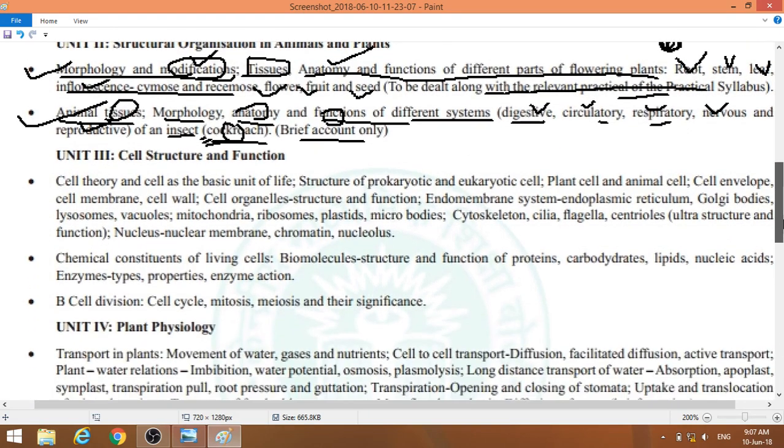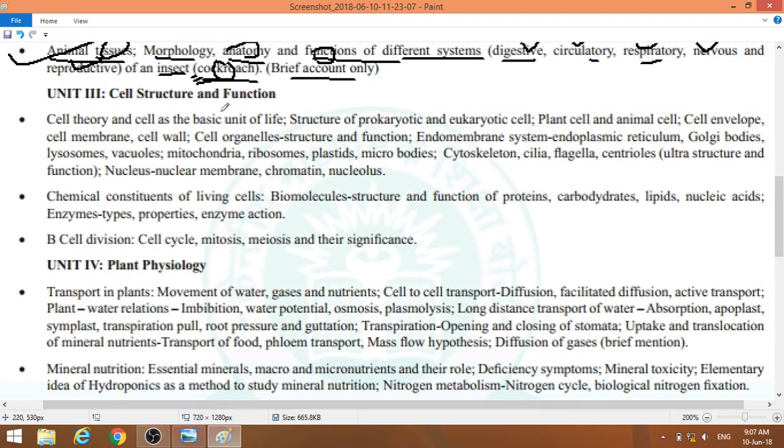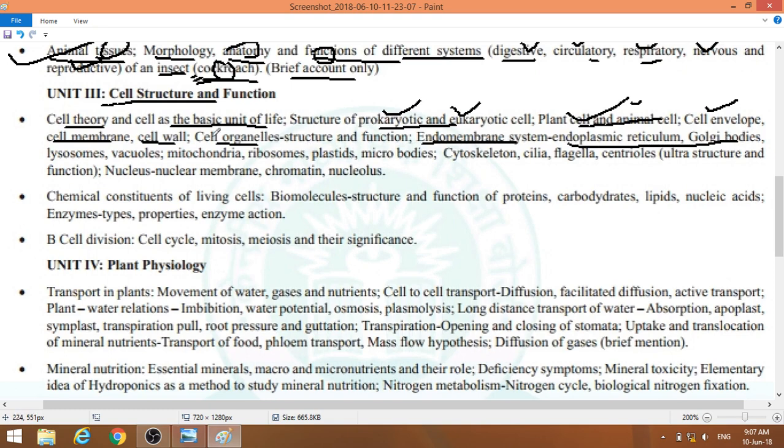Now moving to another section, this is a general section related to cell biology, the cell structure and function. In this you have to study cell theory, cell as the basic unit of life, then structure of prokaryotic and eukaryotic cell, then plant and animal cell differences, cell envelope, cell membrane, cell wall, cell organelles. There are different endomembrane systems like Golgi and endoplasmic reticulum. You have to study lysosome, vacuole, mitochondria, ribosome, plastids, microbodies, cytoskeleton, centrioles. In centrioles, flagella, cilia, you have to study ultrastructure and function.